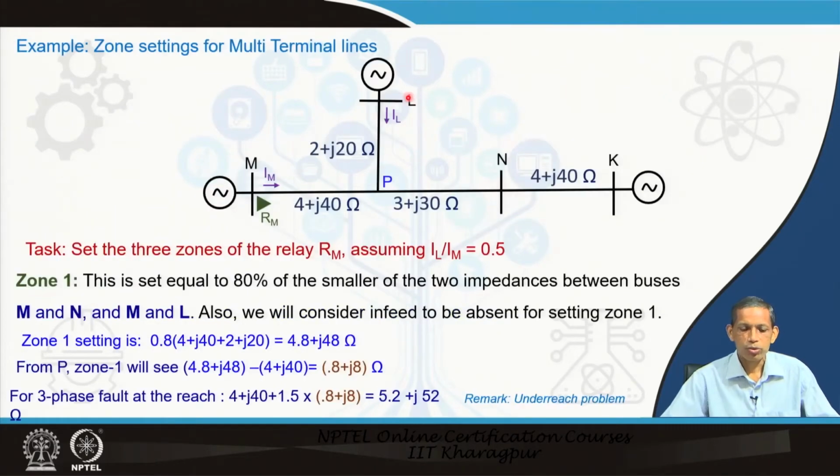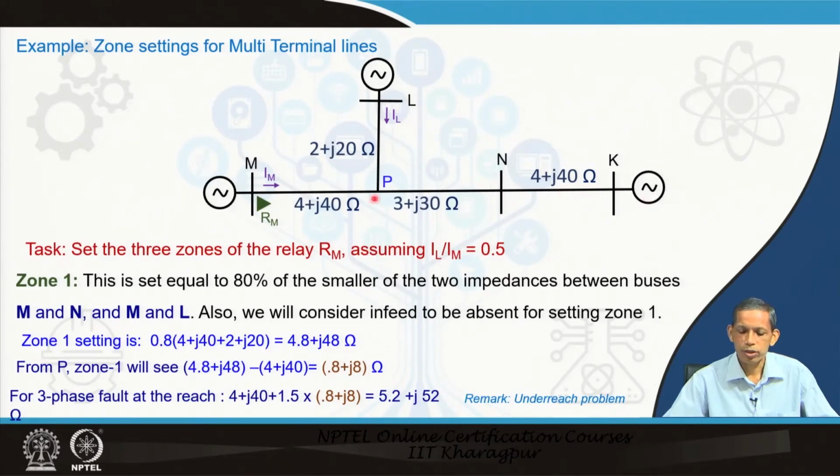Now we will see how these guidelines are applied to a transmission system having a multi-terminal configuration. We have considered a system like this, where the tap point is P, with one section here, the infeed section from L to P, and another section from P to N. For zone 3 setting, we have considered another section from N to K in an interconnected power system.